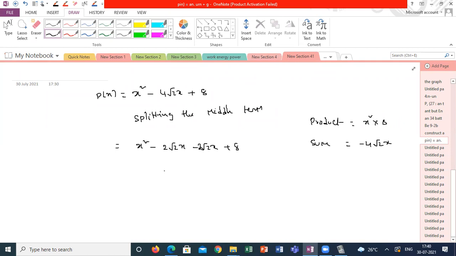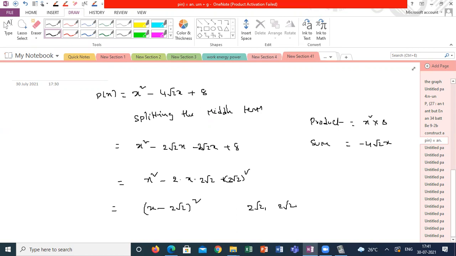This can be written as x square minus 2 into x into 2 root 2 plus 2 root 2 whole square. This will be x minus 2 root 2 whole square. So the zeros are 2 root 2 comma 2 root 2. Is it clear, guys, what I'm saying? Yes, sir.